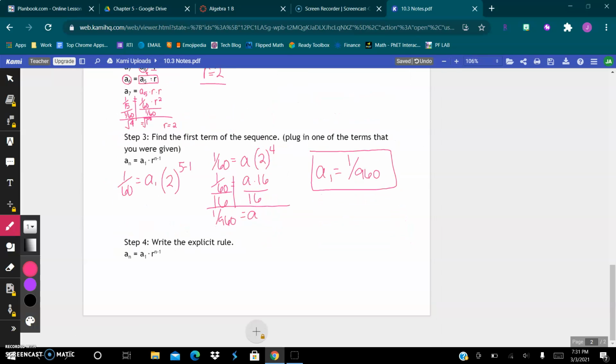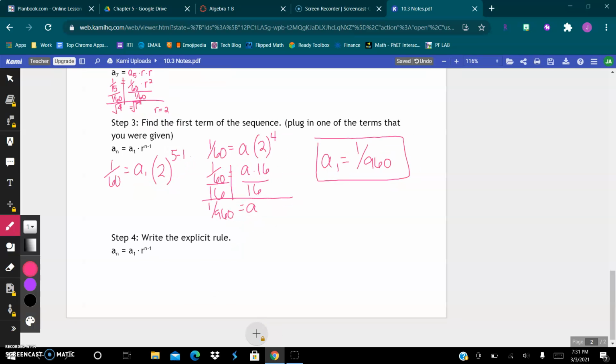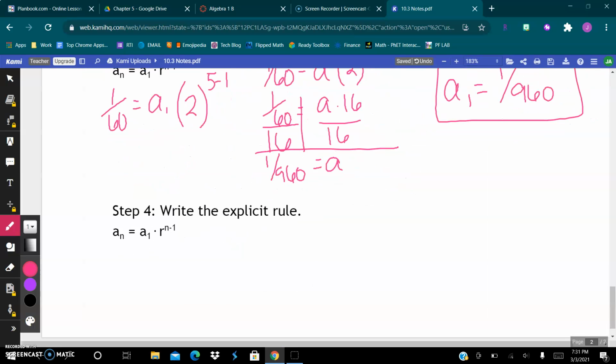Step 4, we're going to write the explicit rule. So now we're going to plug in all of the stuff that we know. So a sub n is going to be whatever term we're asking to find. a sub 1 is our first term, which we just figured out was 1/960. We figured out r was 2, and then we have n minus 1. So if I wanted the 15th term, I'm going to put 15 in there for n.